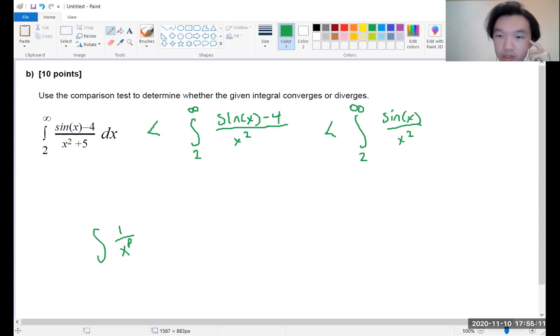So let's see, what else can we do? Someone says, shouldn't it be oscillating and therefore divergent? So trig functions like sine and cosine are oscillating, but this is not just a trig function. It's sine over x squared. So we don't know what that does.